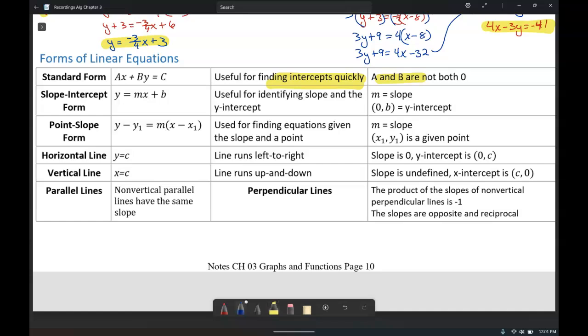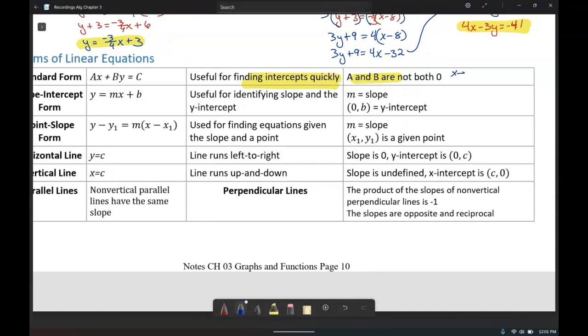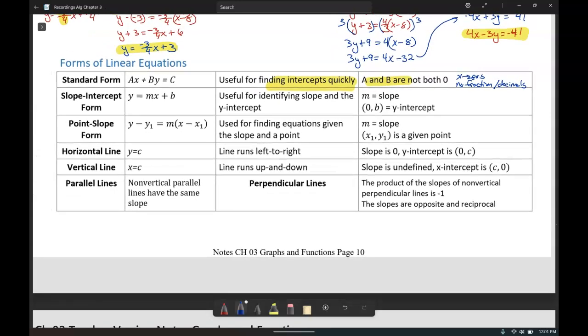Now typically in standard form, again, we want x to be positive, and we also don't want to have fractions or decimals. Now, depending on where you look, you may see standard form equations where fractions and decimals are fine, and purely speaking, they are. But for our course and our purposes, what we want to do is make sure that our coefficients and constants are integer values.